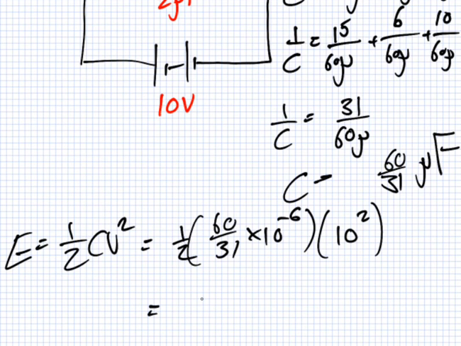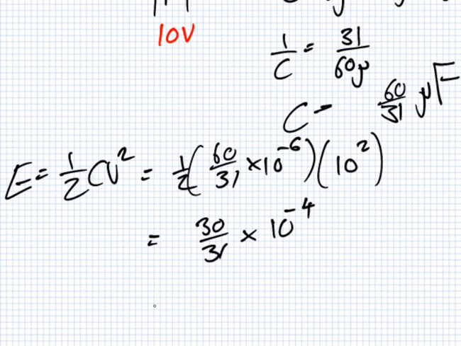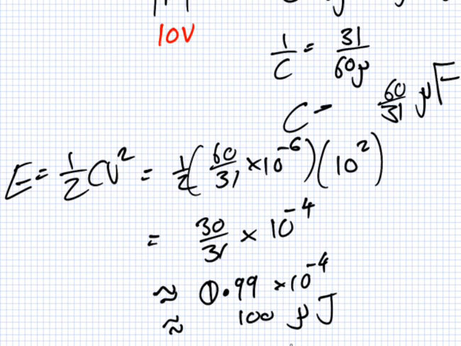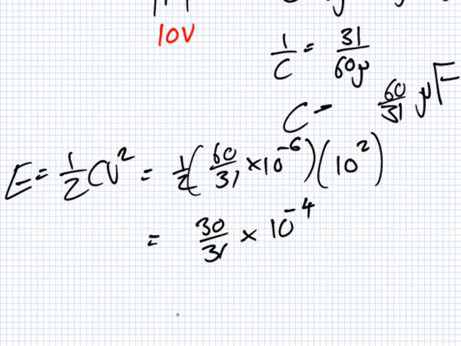6.8 times 10 to the minus 3 joules. So the answer is the energy is 6.8 millijoules. Yeah. All right. Next part.